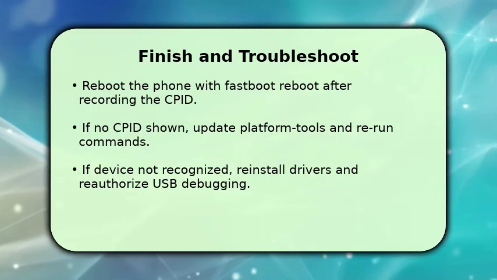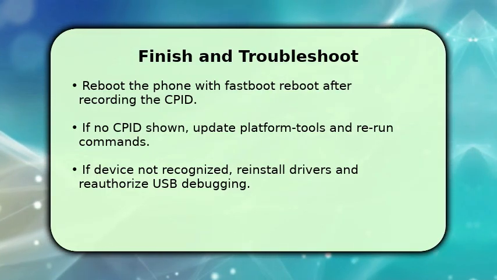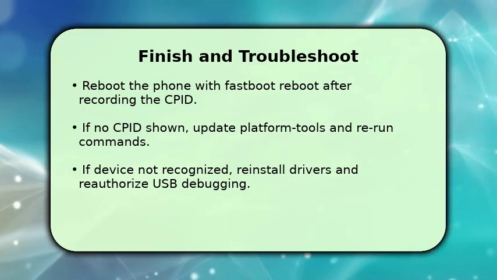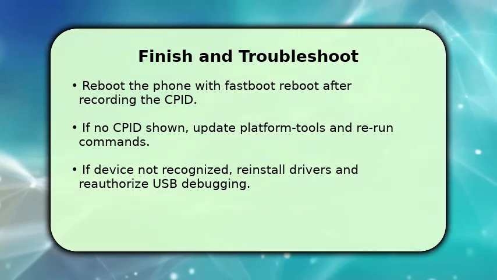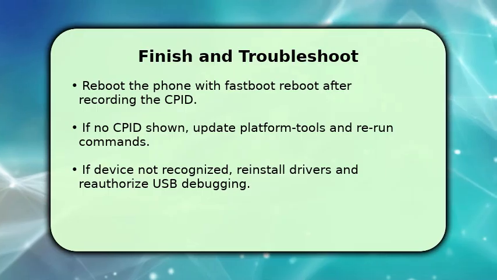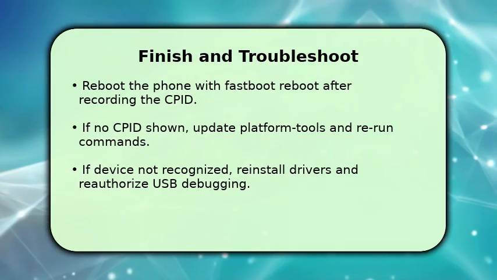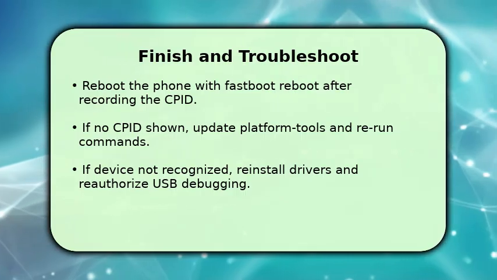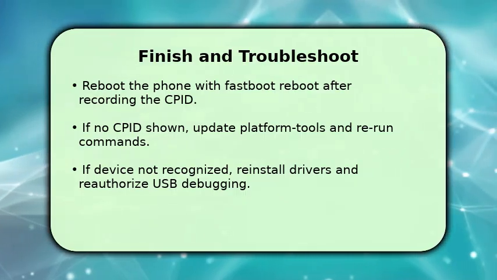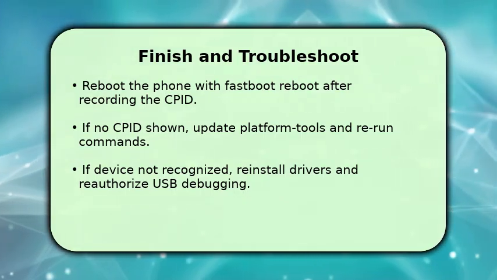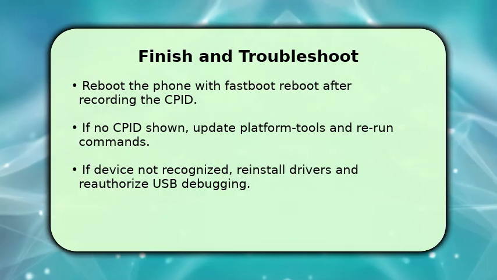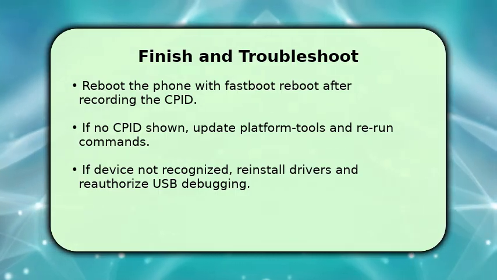If the CPID did not appear, update your Android platform tools and retry the getvar commands, since older tools sometimes omit fields. Make sure the bootloader actually entered fastboot. You should see the fastboot screen. If the PC doesn't recognize the phone, reinstall drivers and revoke USB debugging authorizations on the phone, then reconnect and reauthorize. This typically resolves recognition issues.